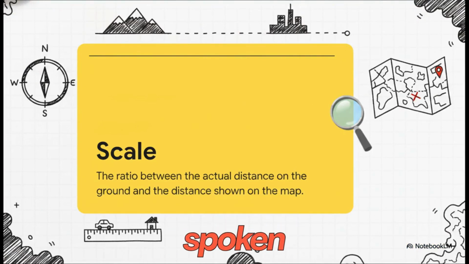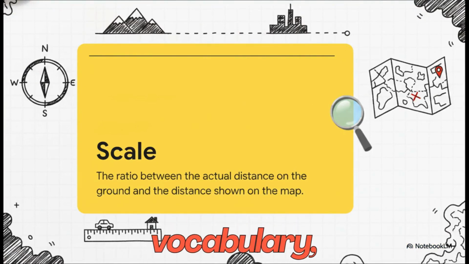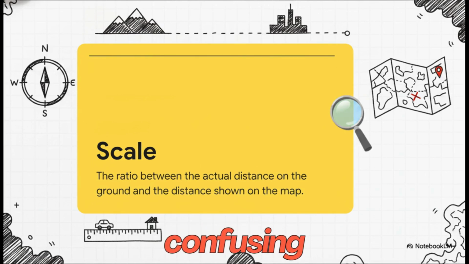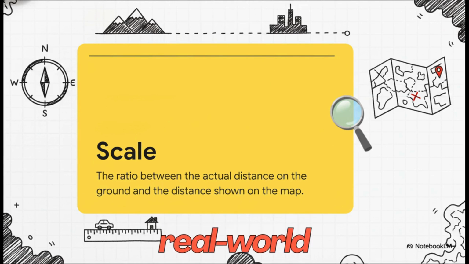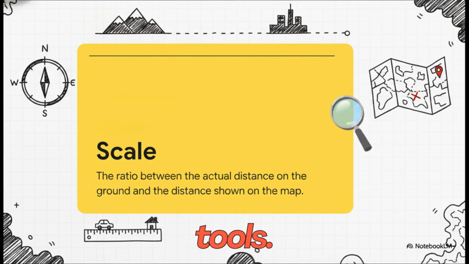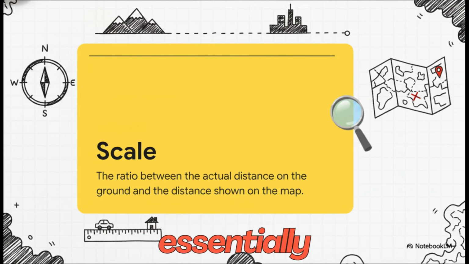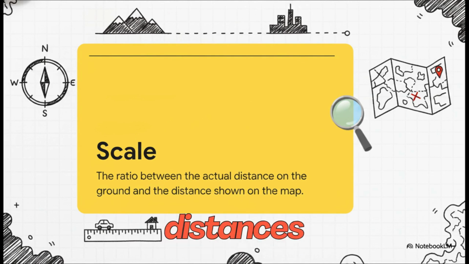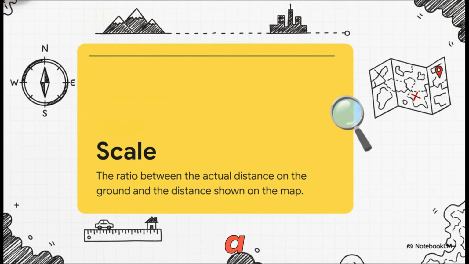But just like any spoken language, if you don't know the vocabulary, you're basically just staring at a confusing jumble of lines and colors. To translate this visual data into a real-world landscape in your head, you need the right tools. And the first indispensable tool in our map-reading tool belt is essentially the magical shrink ray of the cartography world. To represent real distances accurately, mapmakers use a brilliant mathematical concept called scale.